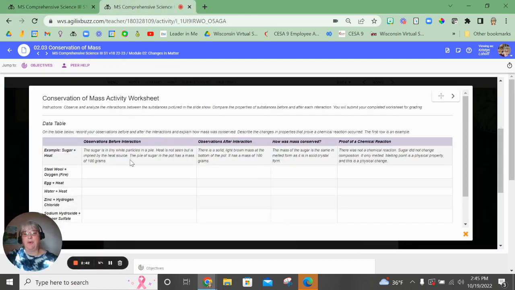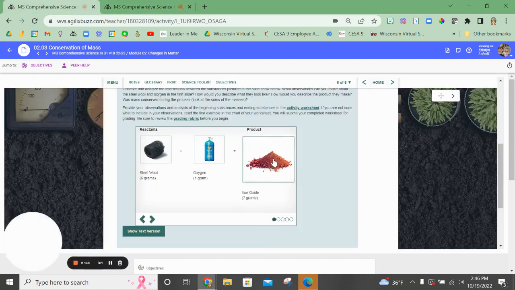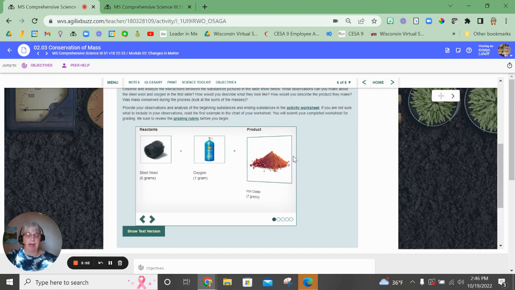Do the same for the oxygen. Then after the interaction, what do you see happening? So you're going to describe here, sugar and heat was described as a solid light brown mass at the bottom of a pot, it had a mass of 100 grams. So for this combination, you'll see it creates iron oxide. You can describe this using physical properties, and you can put the mass.